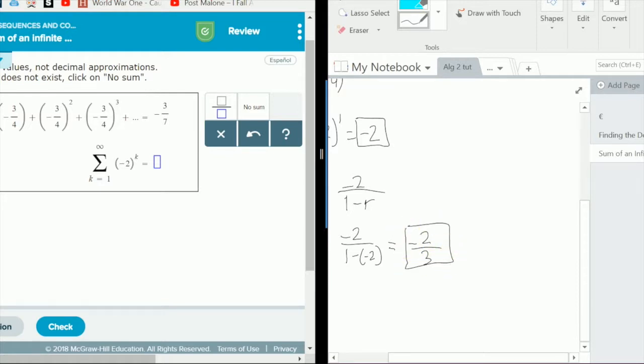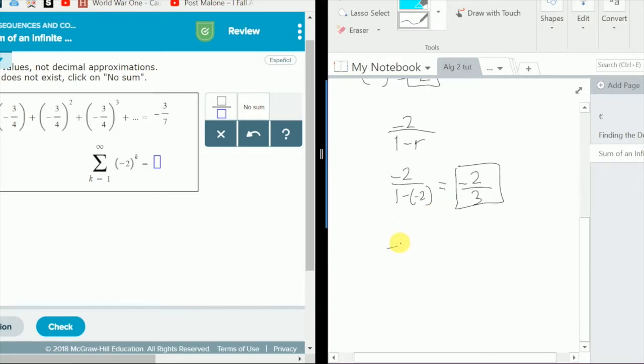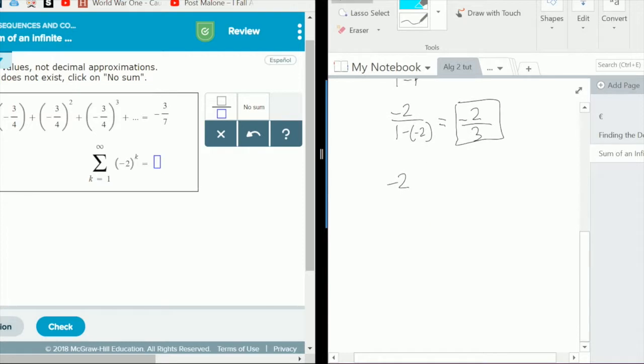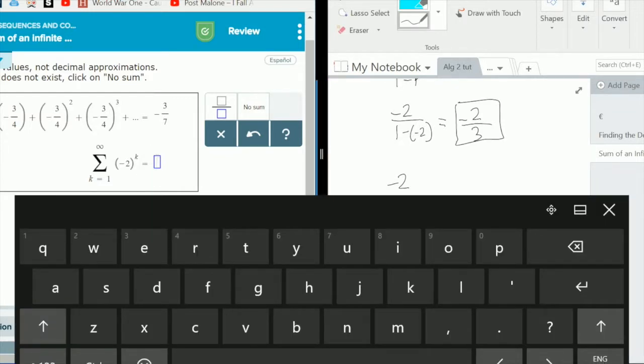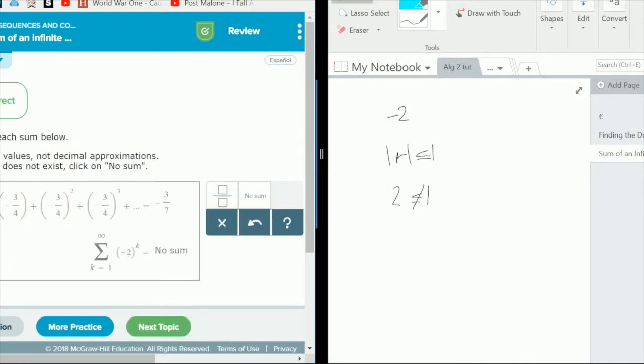But here's the thing. There is a rule. We said that r is negative 2, but the rule is that the absolute value of r has to be less than or equal to 1. So the absolute value of negative 2 is 2, and 2 is not less than or equal to 1. Therefore, this sequence has no sum. Let's check that our answers are correct.